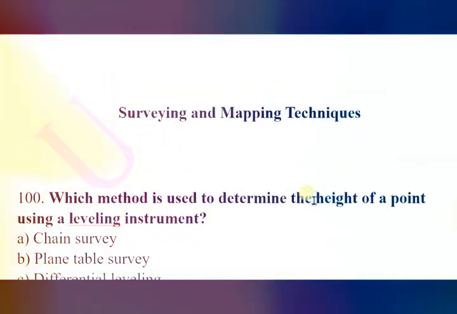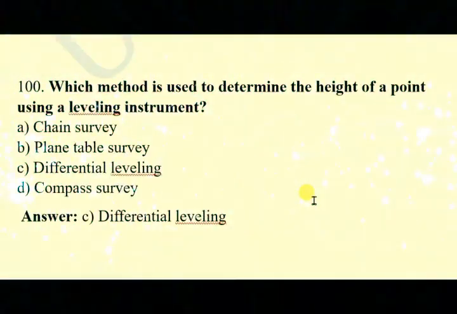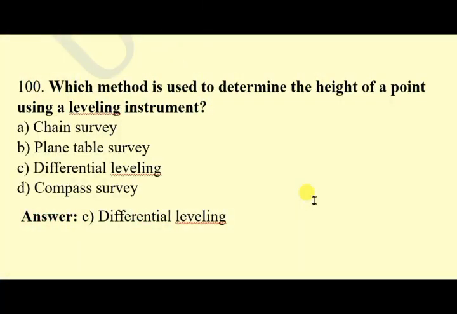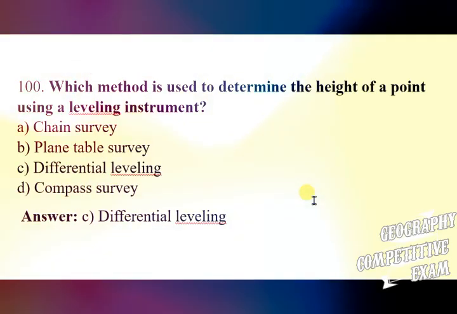Surveying and mapping techniques. Question number 100. Which method is used to determine the height of a point using a leveling instrument? Chain survey, plane table survey, differential leveling, compass survey. The right answer will be differential leveling.